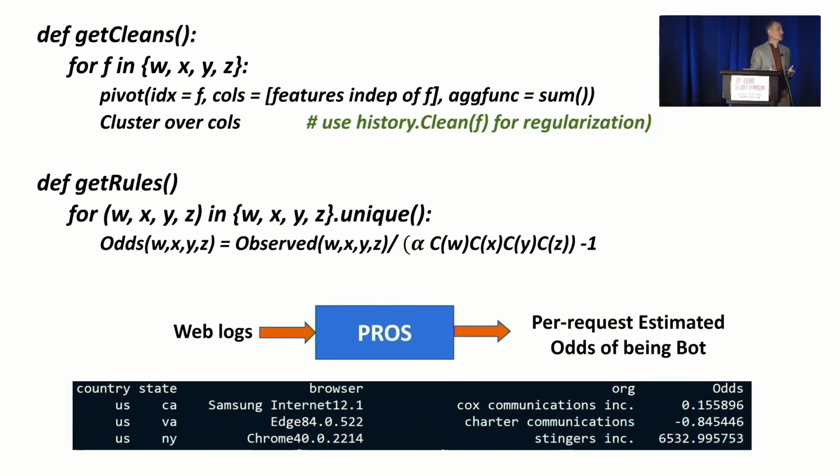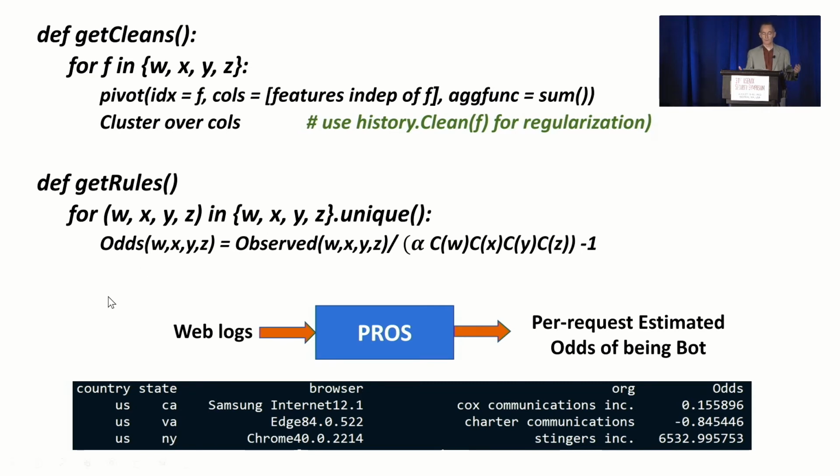And then find the largest cluster of linearly dependent columns that you can find. That's your clean distribution. And then using the clean distribution is simply a matter of pushing through that odds ratio that I gave in the beginning. The odds for any particular observation is the observed divided by clean minus 1 for any observation.